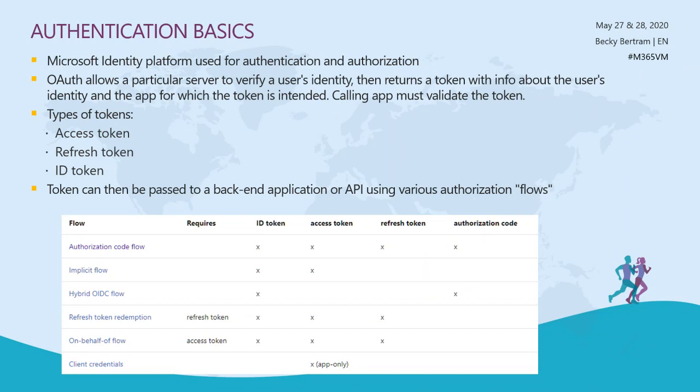The whole purpose of that token is that you have an authority that says Becky is who Becky says she is, so that the code never has to touch usernames and passwords. It's more secure to let the Microsoft Identity Platform be responsible for maintaining usernames and passwords, and maybe the administrators for that tenant.